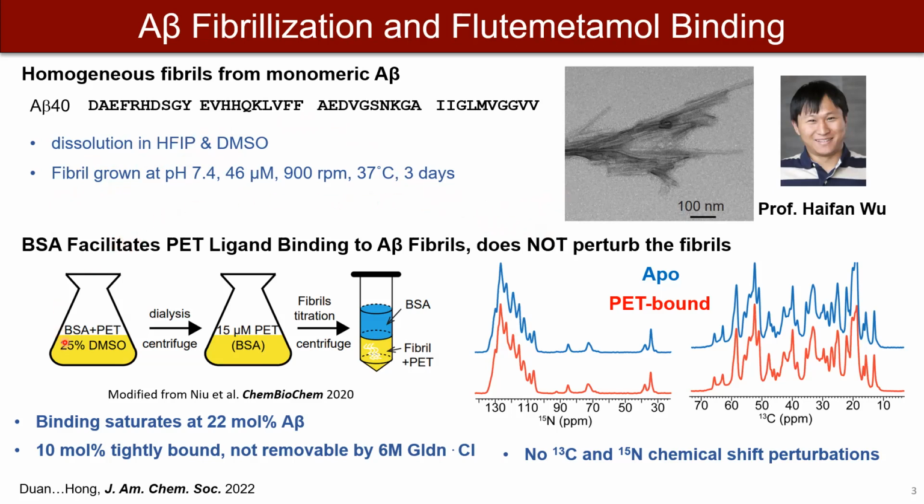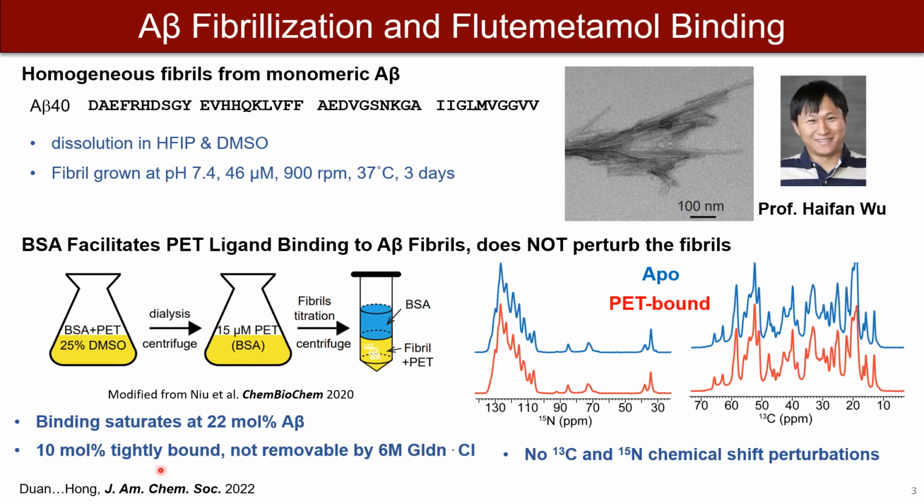To bind the poorly soluble PET agent to the fibril, we have to adopt a method modified from Mu et al., in which BSA facilitates the binding. In short, we co-solubilize the PET ligand and BSA in 25% DMSO, and then dialyze it to remove the DMSO. The PET solution is then titrated against preformed fibrils. Based on the titration, we find the binding saturates at about 20% to A-beta, among which about half is tightly bound.